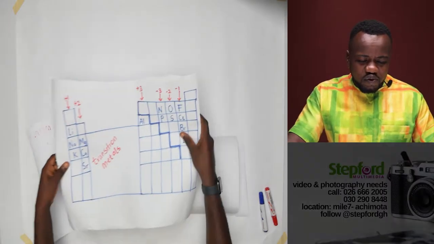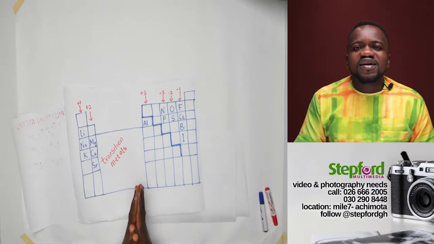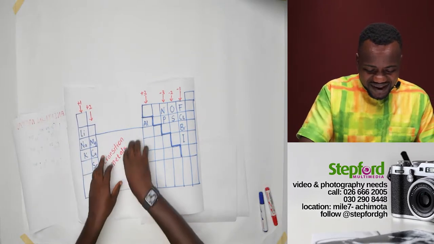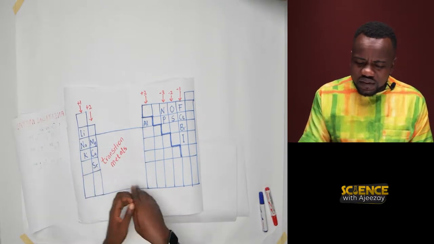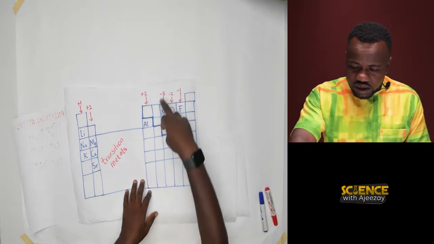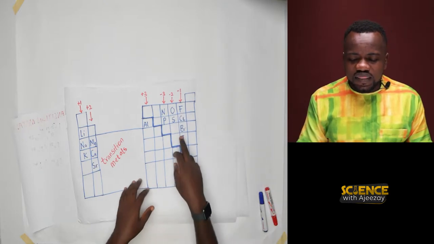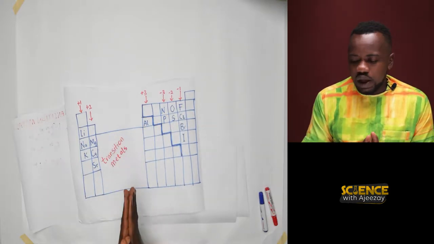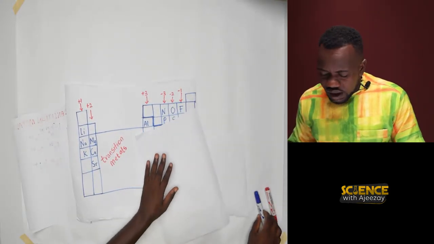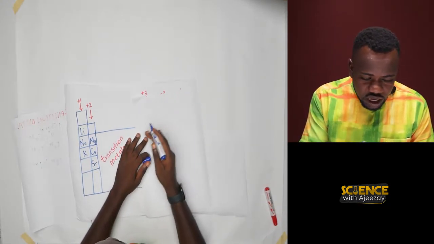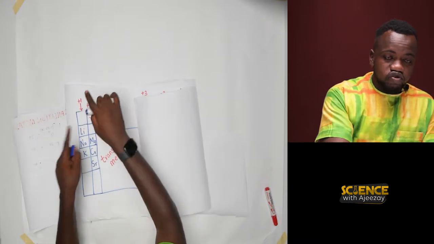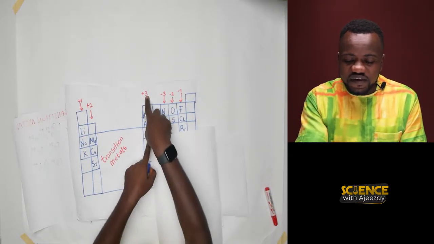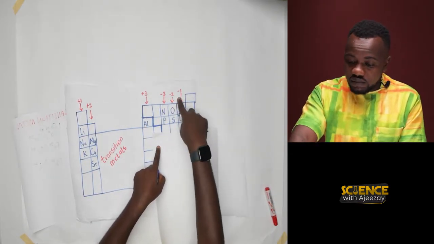I've made this rough sketch of the periodic table made up of group 1, group 2, then here are our transition metals, then groups 3, 4, 5, 6, 7. Now, these are the elements that would be forming compounds. If you take any element from group 1, their charge is plus 1. Those in group 2 is plus 2. Those in group 3 is plus 3. Those in group 5 is minus 3, minus 2, and so forth.